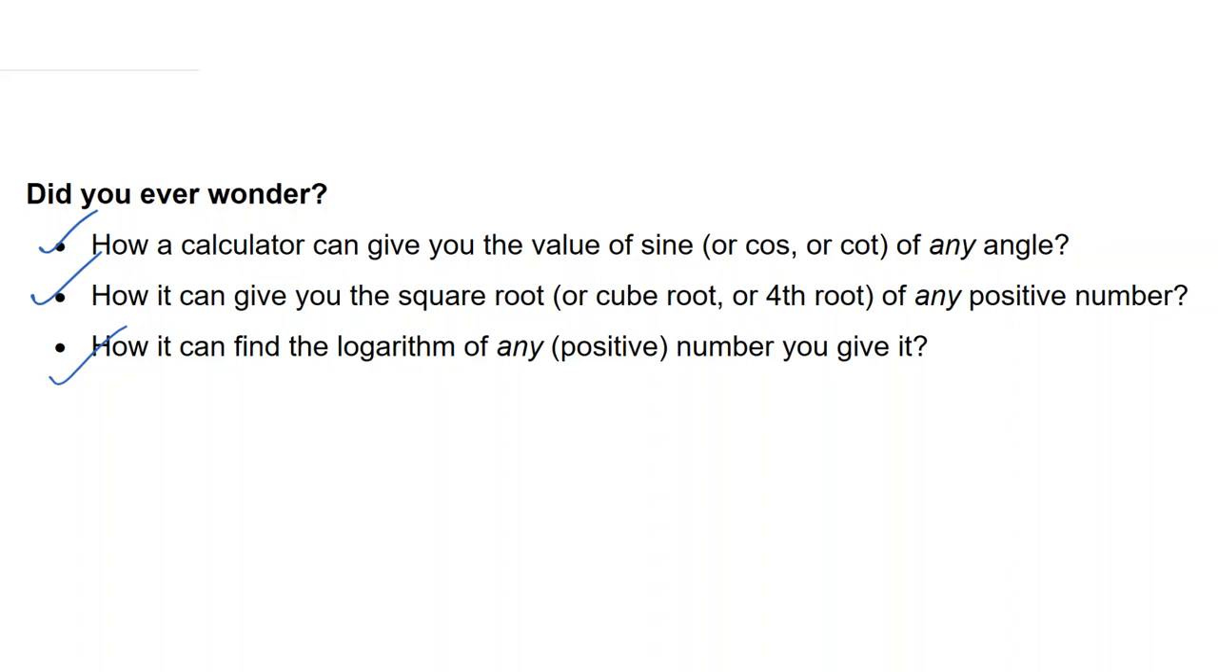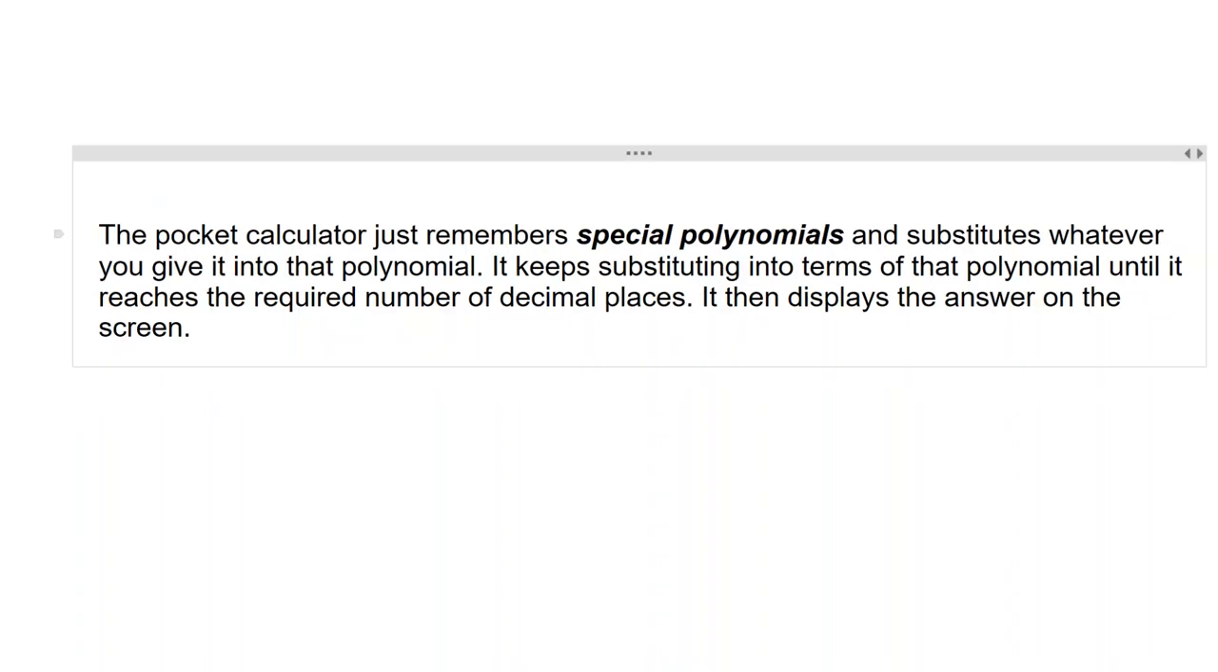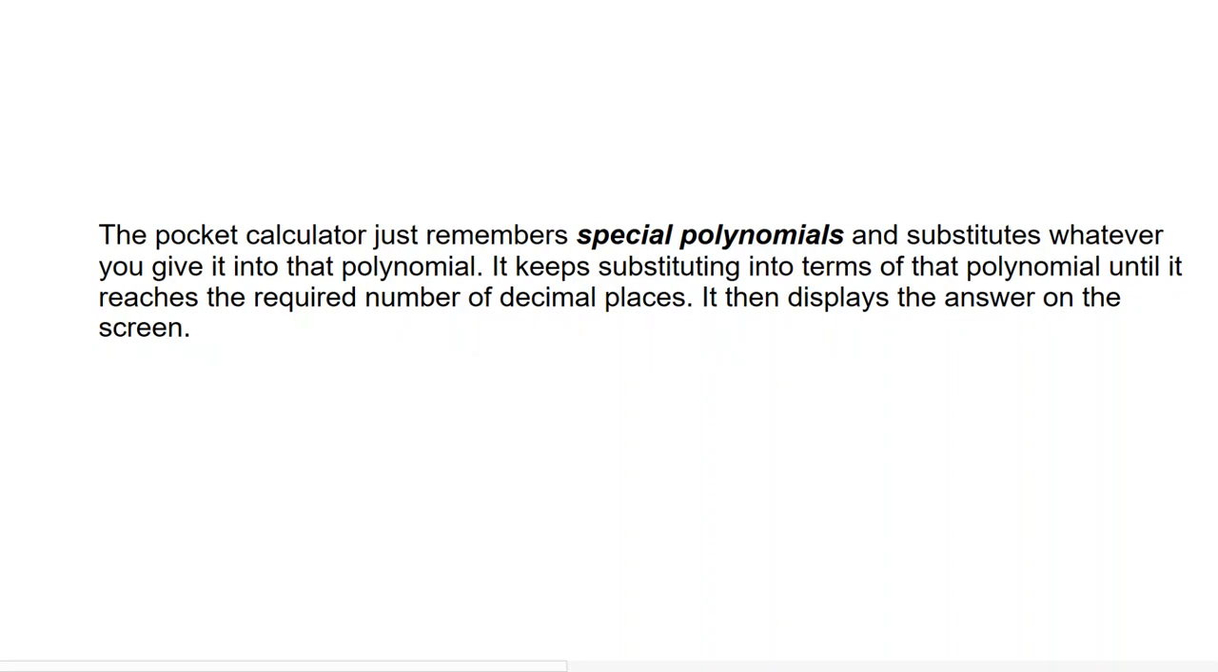I'm afraid that's not true. So how does our calculator know what to do? So a calculator just remembers special polynomials and substitutes whatever you give it into that polynomial. So it keeps substituting into terms of that polynomial until it reaches the required number of decimal places. And then it displays the answer on the screen.